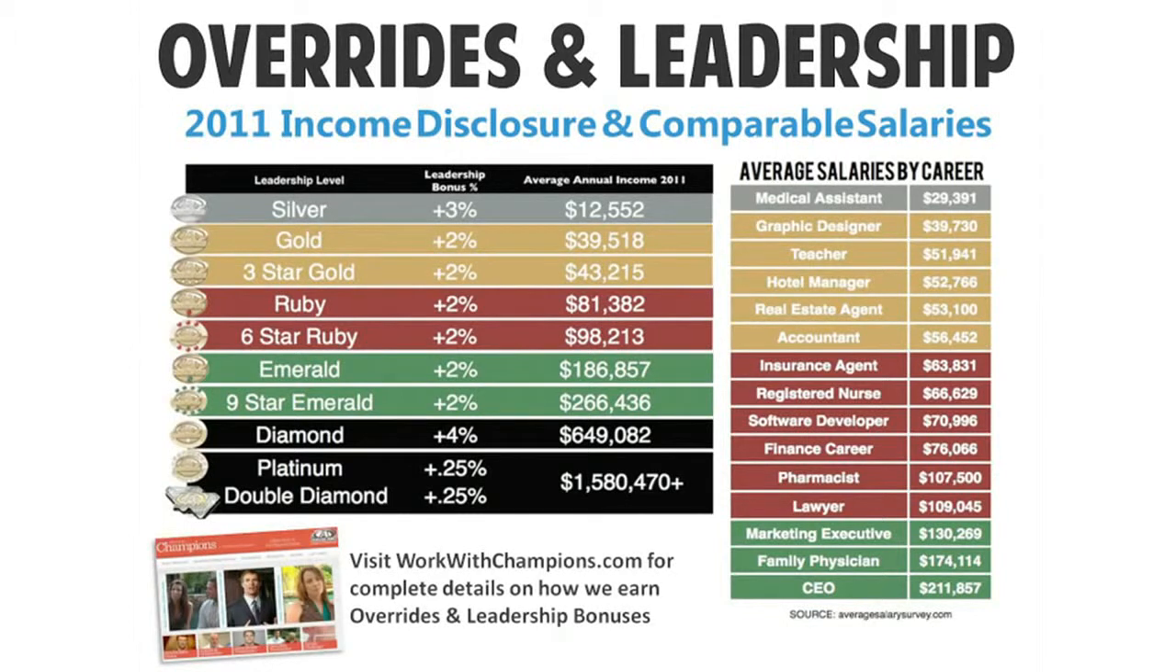These guys are all advisors, so it's a really good goal to go for 3-star gold or ruby, you know, your very first year, which is an extra $40,000 to $80,000 a year. But that all becomes possible once you reach the advisor level.